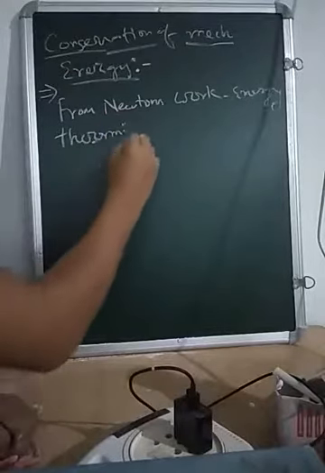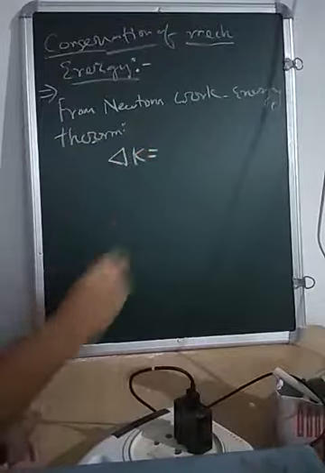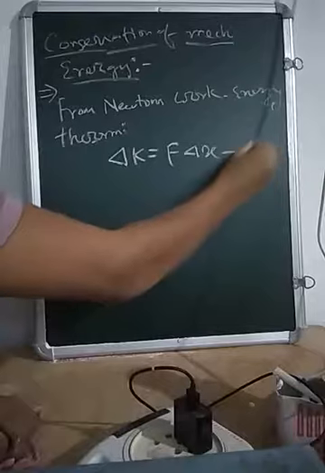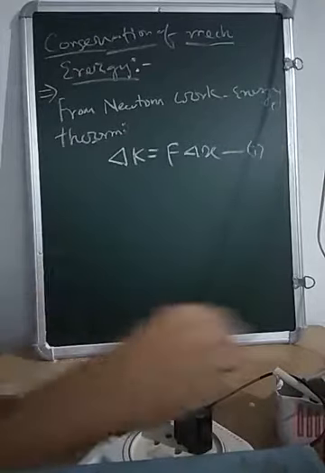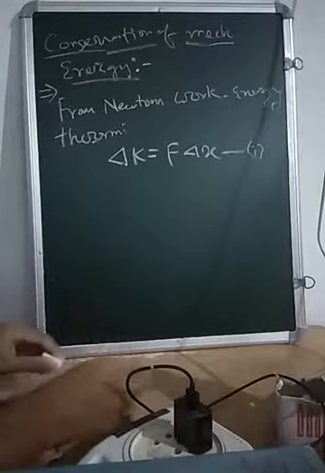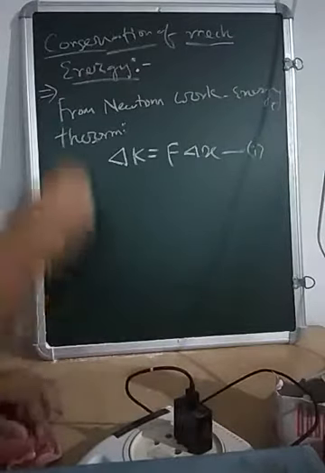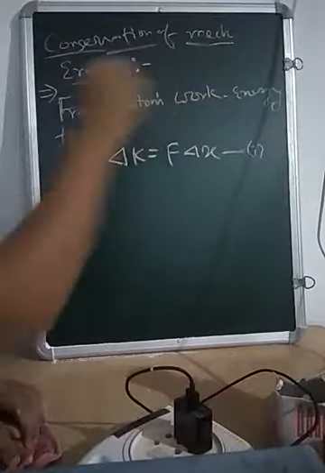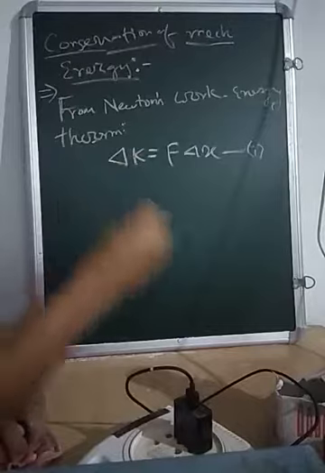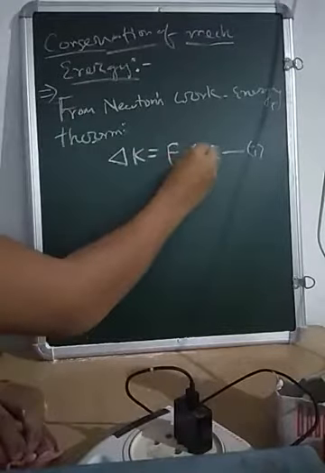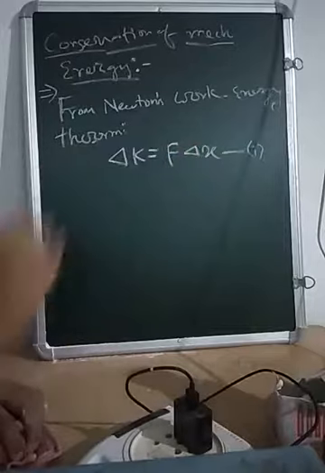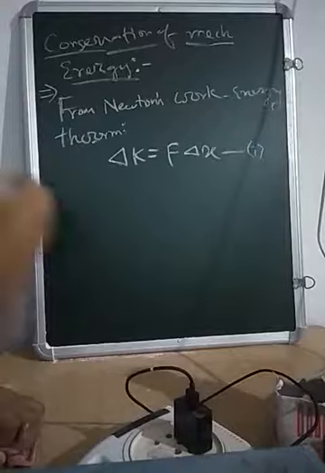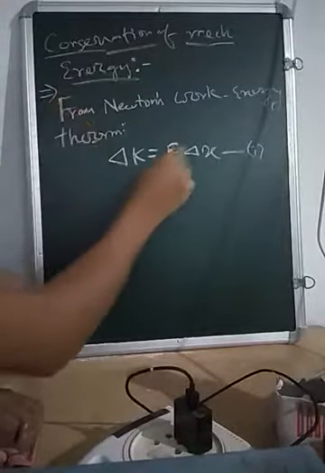What do we get? The change in kinetic energy, delta K, is how much? Applied force into displacement, the change in distance. What we have got earlier from Newton's work energy theorem is that delta K, this change in kinetic energy, is equal to the applied force into change in displacement, del x.